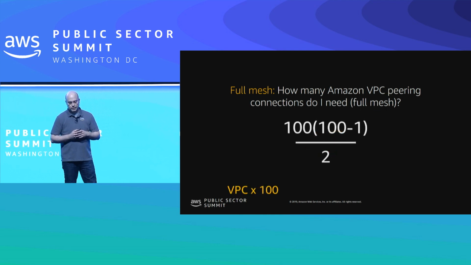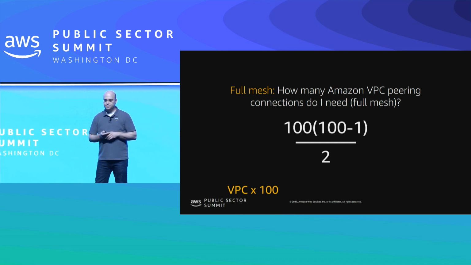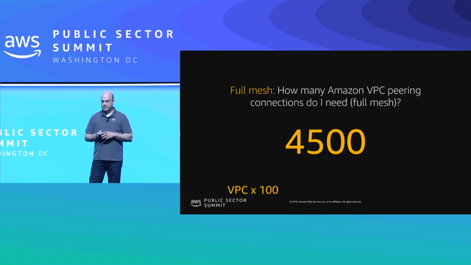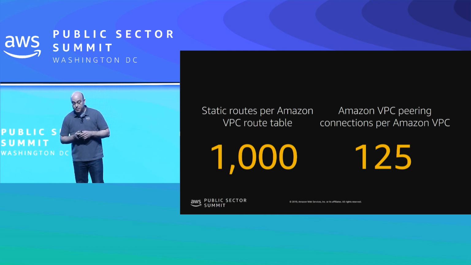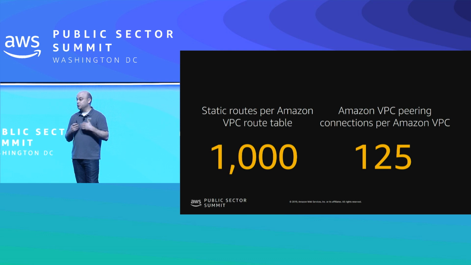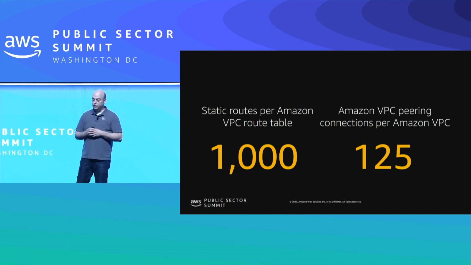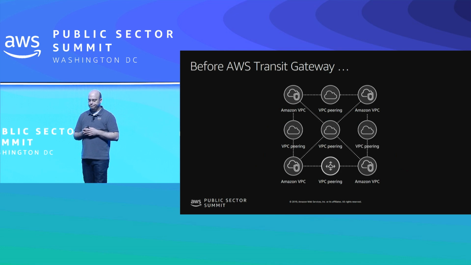All right? So you can automate that fairly simply, but what happens when you have 100 VPCs? That's 4,500 peers. That starts to become complex to manage. Moreover, VPC route tables support up to 1,000 static routes and up to 125 peers. So a full mesh of 100 VPCs will create a challenge. But customers told us we could also help them in other places. So this is the diagram that we had.